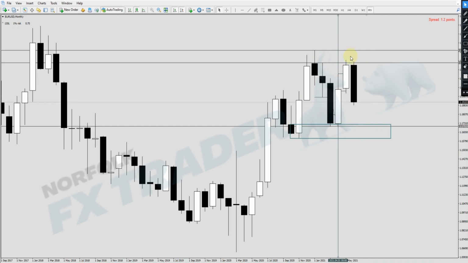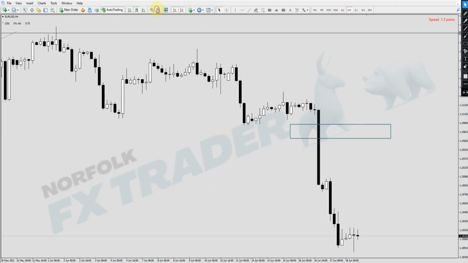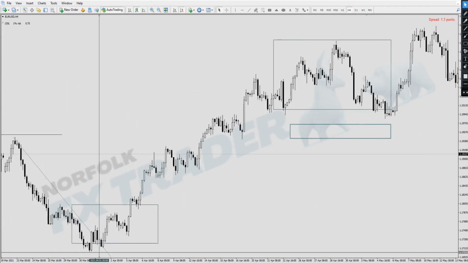Remember, this entry here was coming off a reversal, not an entry with a trend. It was actually a trend reversal. Just remember the two differences. Let's go back to that 4-hour time frame and just remove everything off that chart.